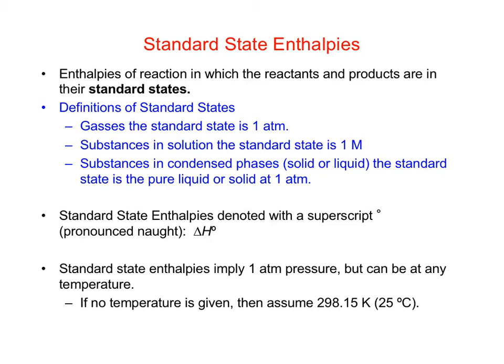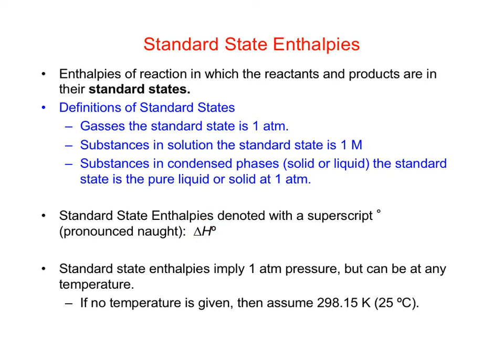Just as a quick reminder, when we have standard state enthalpies, that means a number of things to us. If we have a standard state enthalpy, that means all gases are at a pressure of 1 atmosphere. If we have substances in solution, it means their concentration is 1 molar. And for solids and liquids, the standard state is the pure liquid or solid at 1 atmosphere. To designate that we have a standard state enthalpy, we put 0 as a superscript to the H, and we pronounce it naught. So standard state enthalpy, I would talk about this as being a delta H naught.